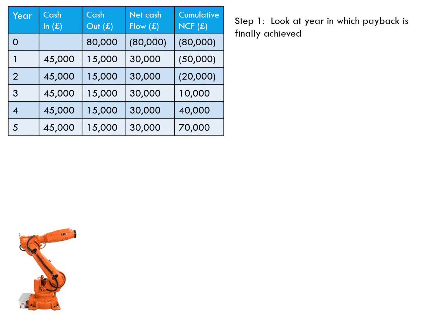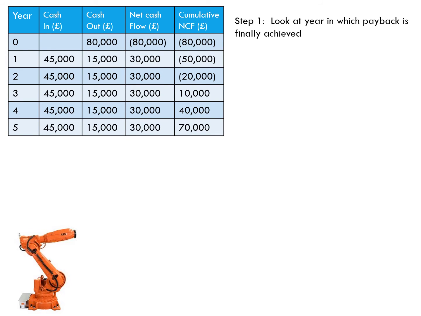Well, the first step is to look at the year in which the payback is finally achieved. So if we look at our table, at the end of year 1, payback is not achieved, still 50,000 to go. At the end of year 2, 20,000 still to go. At the end of year 3, the project has paid back.